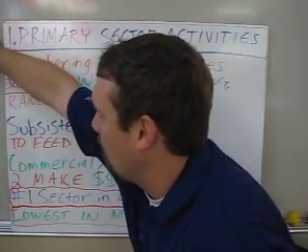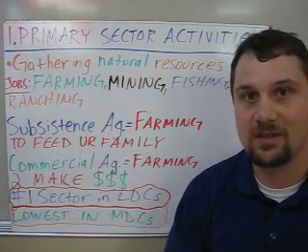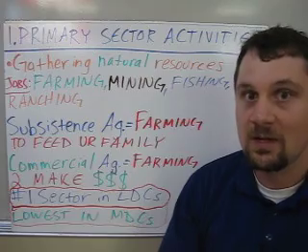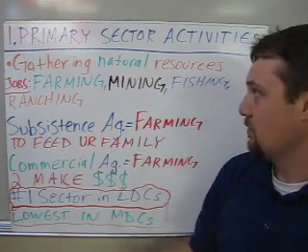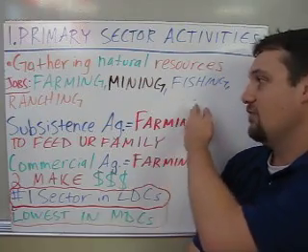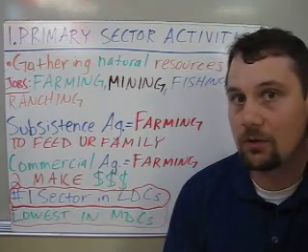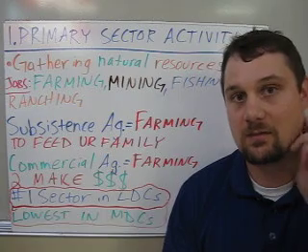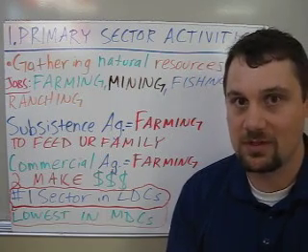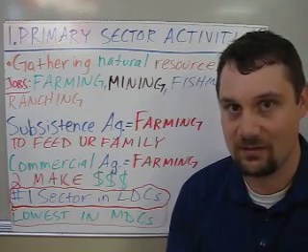First, number one, we have what are called primary sector activities, and that involves the gathering of natural resources. The two big examples are farming and mining, but you can also talk about fishing, ranching, oil drilling, getting energy from water. Any of those ways that we gather natural resources is a primary sector activity.